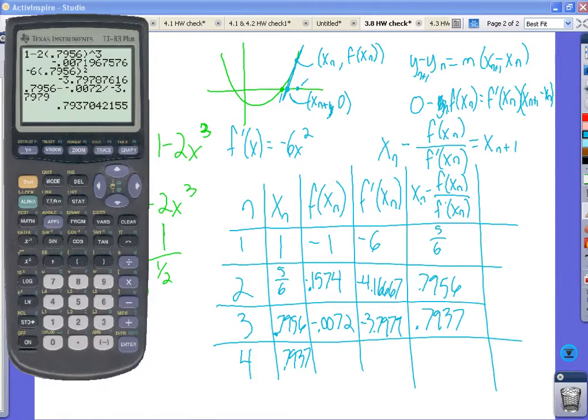That'll be all. So we need f. F is going to be, well, let me go back to the last time I entered f. There it is. And I'll just replace this with 0.7937.